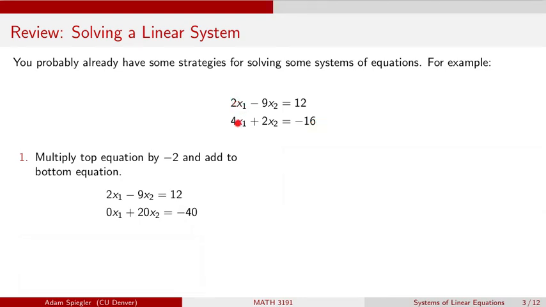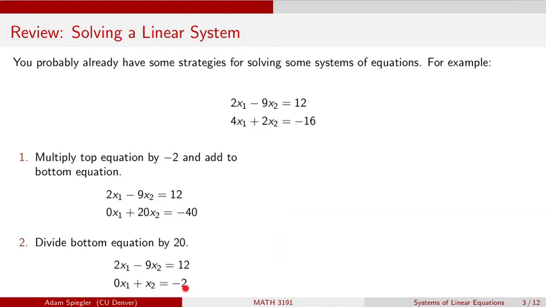So minus 2 times 2, we add that here, that gives us 0x1. Minus 2 times minus 9 gives us 18, and then we add 2, which gives us 20x2. And the same here, minus 2 times 12 minus 16 gives us minus 40. The nice part about eliminating the x1 is now we just have an equation for x2, and we can solve for x2 by dividing that bottom equation by 20. So from this equation, we can see that x2 is going to have to equal minus 2, and we still have this equation up here.